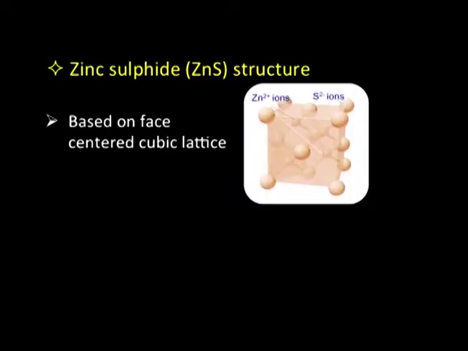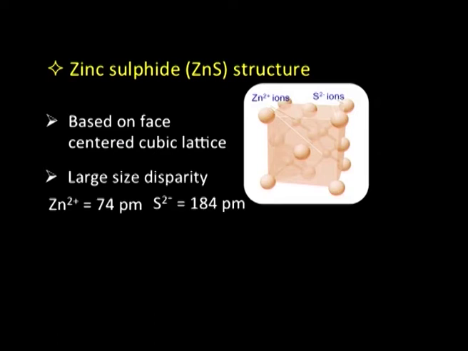Now, let us move further and take up the third characteristic type of structure adopted by AX type of ionic solids, and that structure happens to be the zinc sulphide structure, also called the Wurtzite structure. This structure also is based on the face centered cubic lattice, and the important thing here is that such a structure is adopted by ionic solids having large size disparity between the ions. We see that zinc ions are about 74 picometers, whereas sulphide ions are 184 picometers, which is much larger than that of the zinc ion. It means the anion is much larger than the cation.